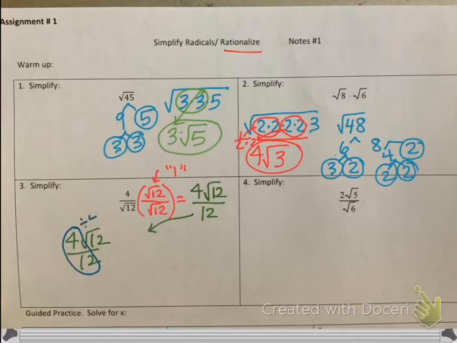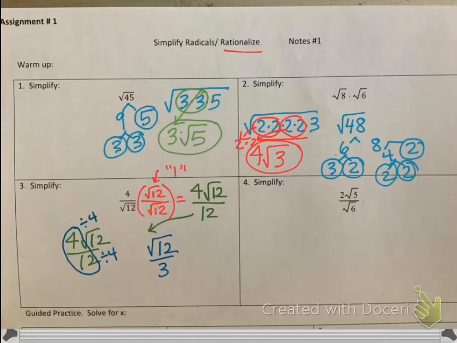The reason I could reduce 4/12 is because they're alike. 4 is a whole number, 12 is a whole number. So if I divide by 4, I would get the square root of 12 over 3. Now I know that I can't divide the 12 and the 3 by a common factor because the square root of 12 is irrational and 3 is rational.